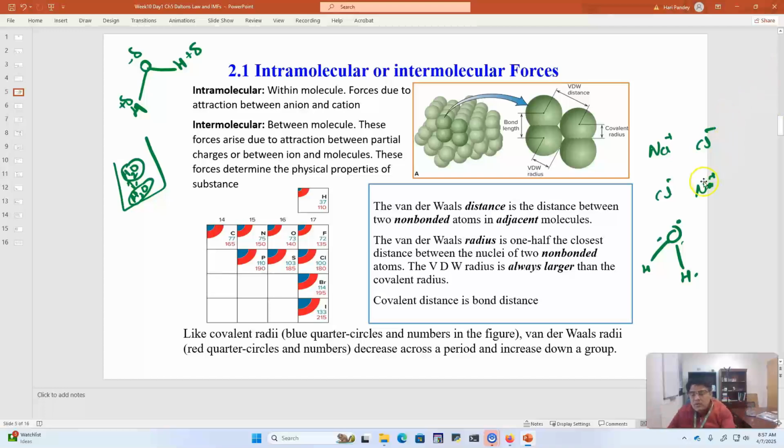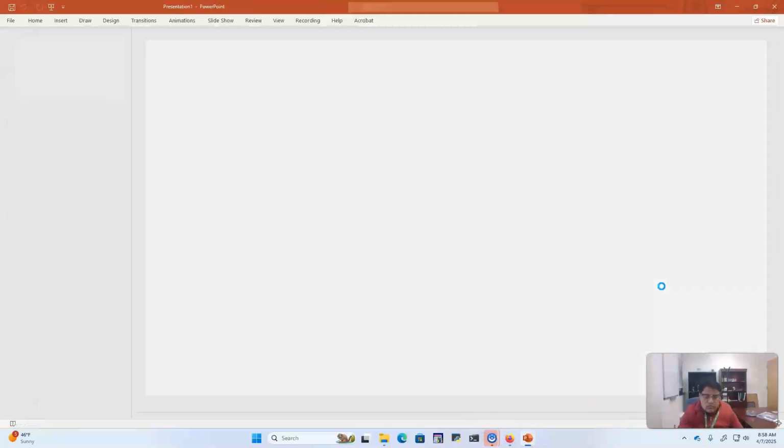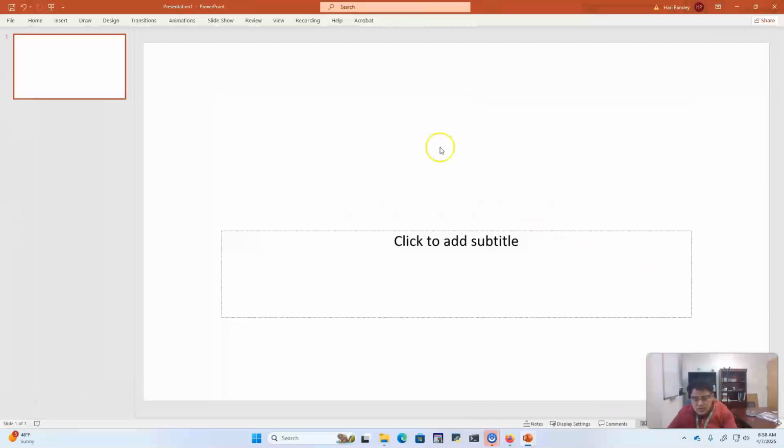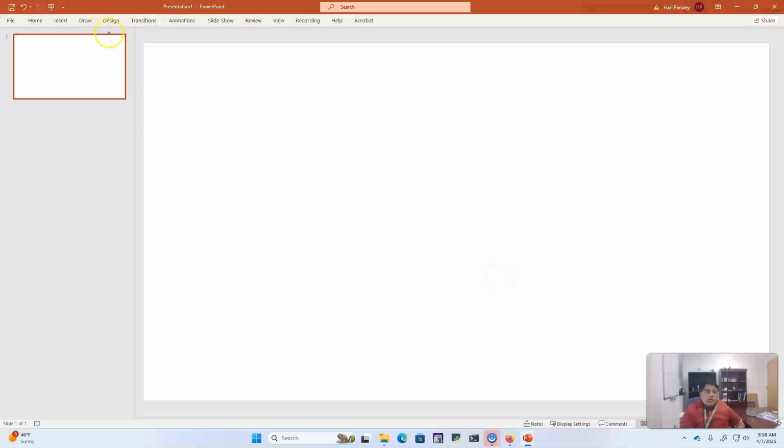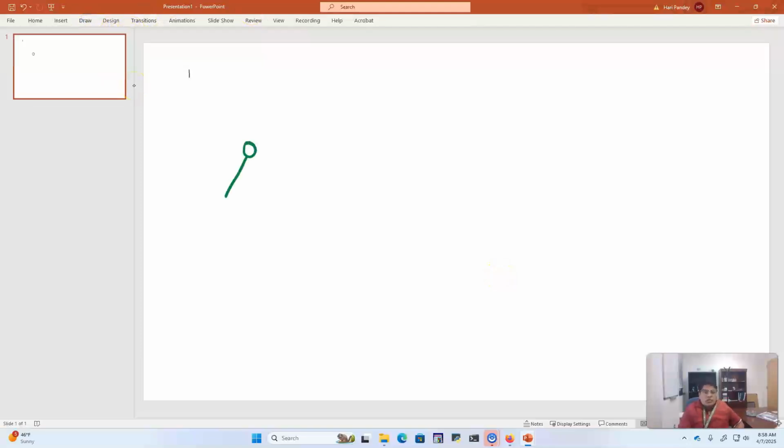A good example is attraction between partial charges. Let me take water as the example, so let me draw it here. Let's say this is a water molecule. What happens is, because oxygen is more electronegative, oxygen pulls the electron density toward itself.